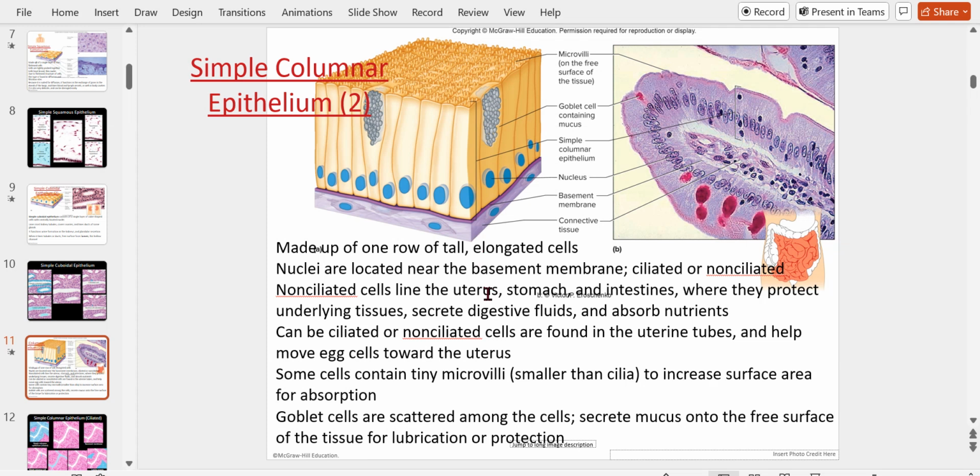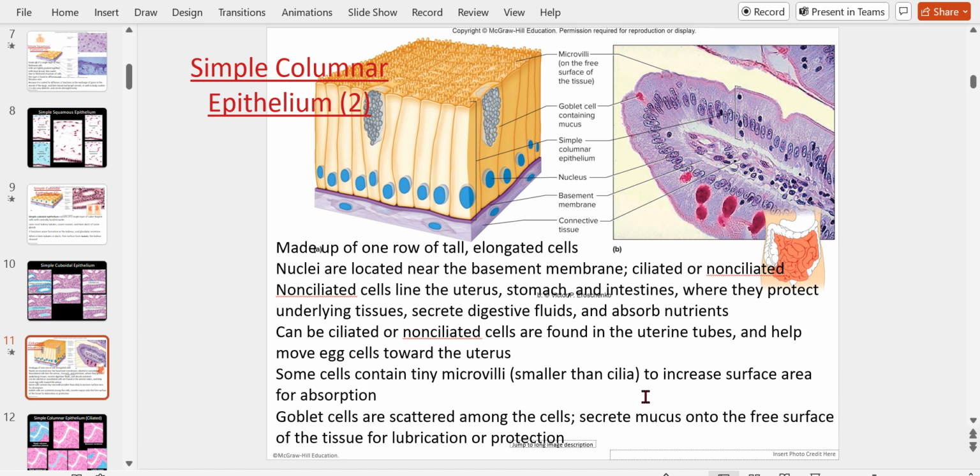Simple columnar epithelium, made up of one row of tall, elongated cells. The nuclei are located near the basement membrane, ciliated or non-ciliated. Non-ciliated cells line the uterus, stomach, and intestines where they protect underlying tissue. They secrete digestive fluids and absorb nutrients.